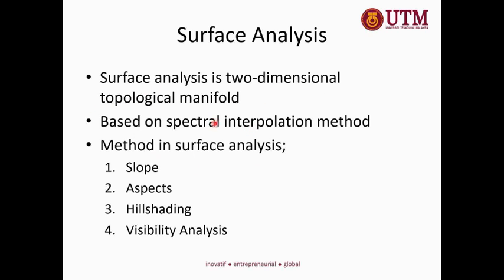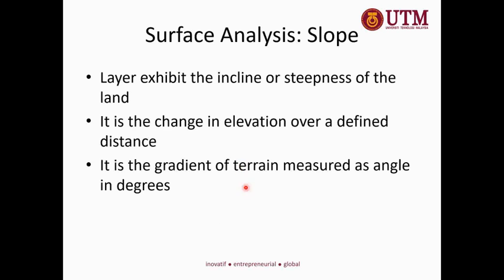Based on the spatial interpolation method, we already know what interpolation is. As for methods in surface analysis, we have at least 4. The first one is slope, the second one is aspect, the third one is hillshading, and the last one is visibility analysis. We also have so many other analyses, but what we're going to cover in this topic is only these 4. So the first one is slope analysis.